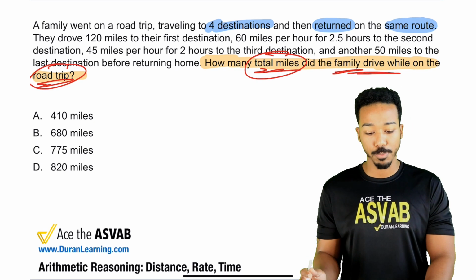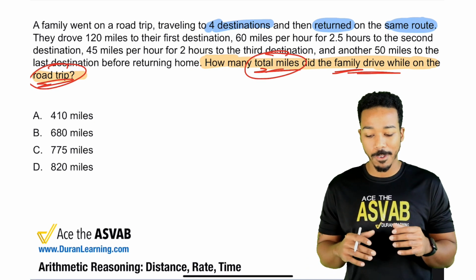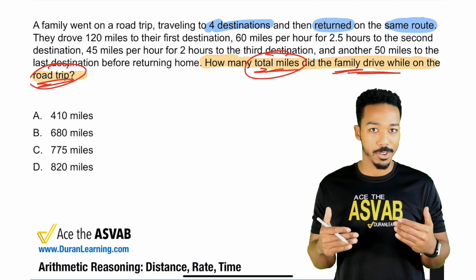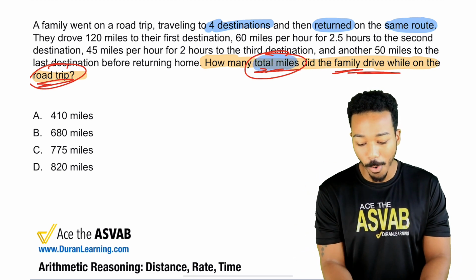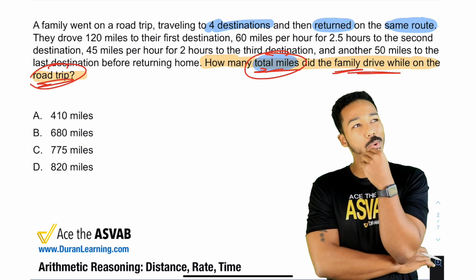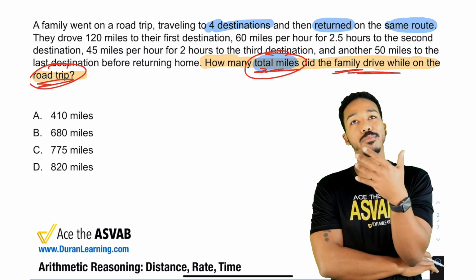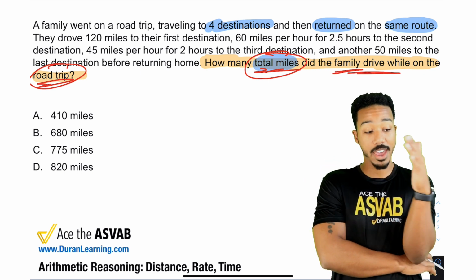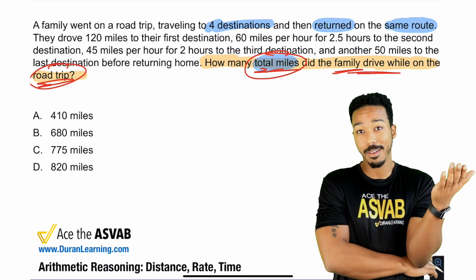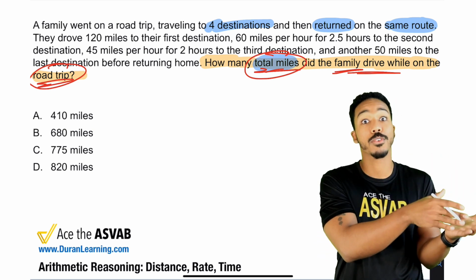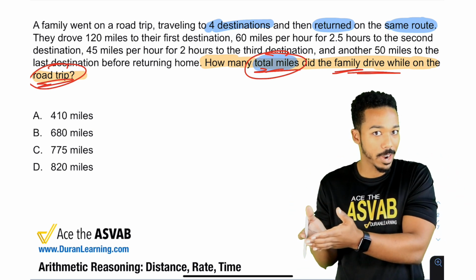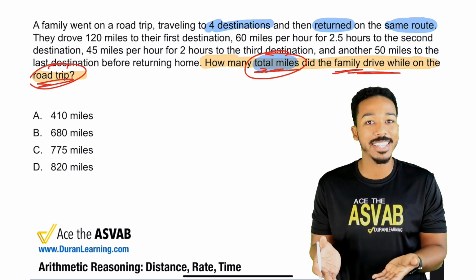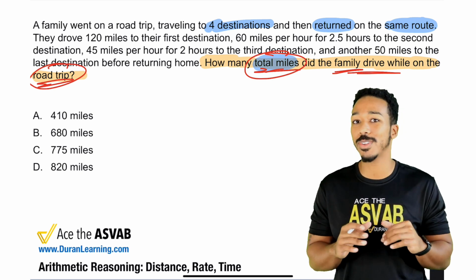So first and foremost, before we even get into those numbers, if they are going on this road trip and then returning on the same route, if we want total miles, think about it like this. Doesn't it make sense that if we can figure out how far they went there, all we have to do is multiply it by 2 so that we can account for the trip back? That's something you really have to pay attention to. If you read too quickly, you might miss that, and you might pick A as the answer even though it's not the answer.